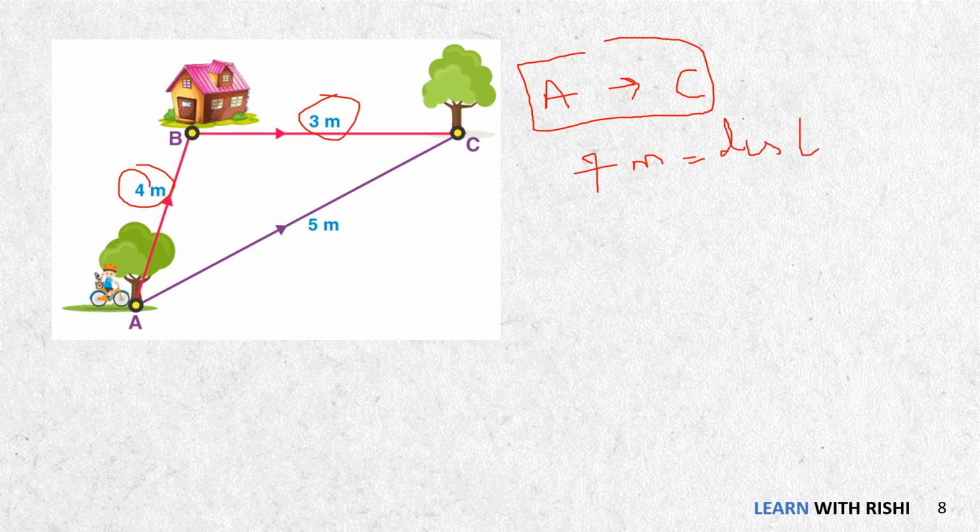Okay. Now what is displacement? Displacement is the shortest distance between starting and ending position. Now A is our starting position and C is the ending position. What is the shortest distance? This one. That is a straight line we have to draw from starting to ending position. So 5 meter is our shortest or minimum distance between the starting and ending point. So this becomes our displacement, and 7 meter becomes our distance.